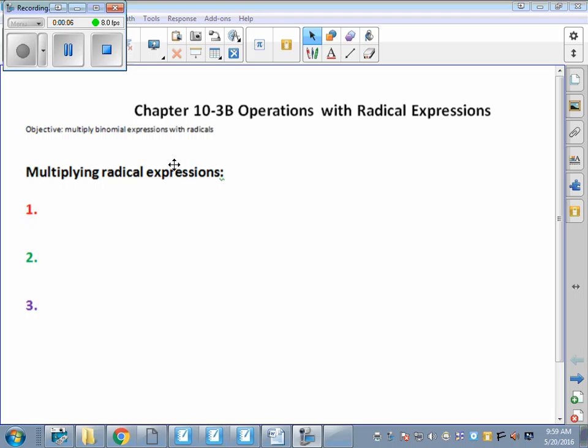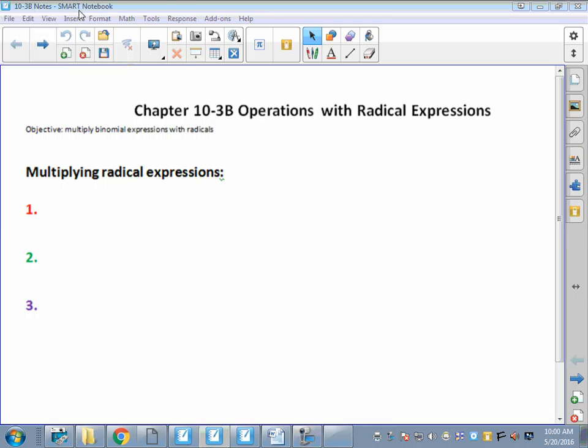Section 10.3b. Let's talk about 10.3b. Again, it's still operations with radical expressions, only today we're going to do a little bit of multiplying. So we're going to multiply binomial expressions. This is going to feel like what we did with variables. So when we multiply radical expressions, if you look at the bottom half of the page, you'll see a bunch of examples.